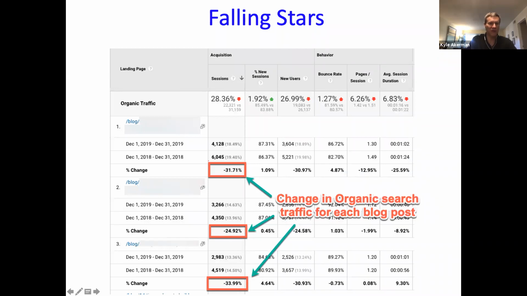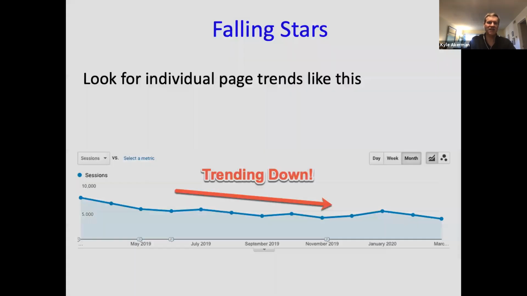Now, this is almost your worst case scenario. These are their 3 biggest blog posts, and they're all dropping. It's kind of hard to see, but there's a 31% drop, here's a 25%, 33%. If I saw something like this, I might think it was due to a Google algorithm change, but whatever the cause, we need to dig into these. When you look at an individual one, you'll see this downward trend. But there are ways that we can fix these pages and rescue them.